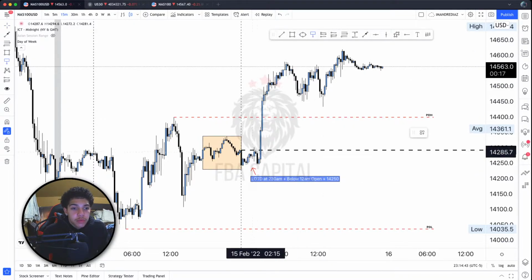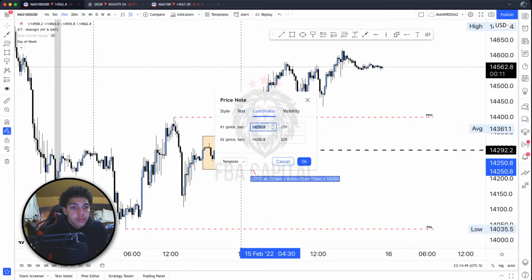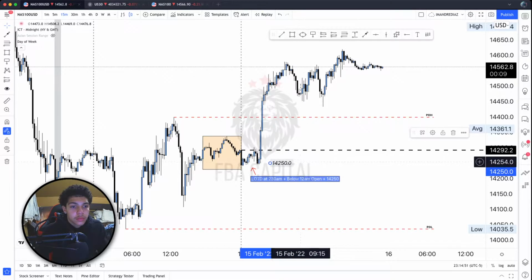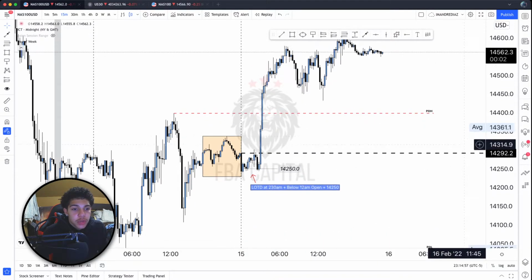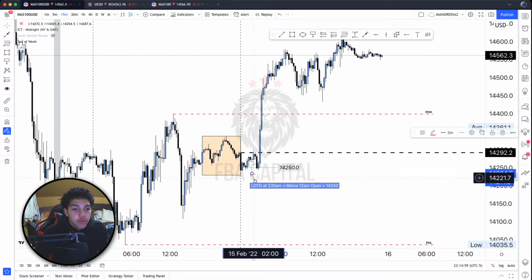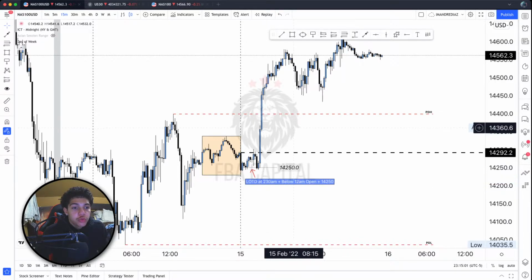Gonna mark this all up. So where is that point at? We got the quarter point right here at 14,250. Let's get that right in here. So right in there we got that 14,250, and as you can see, look at how price respected that area. And then from here, overall price made that run to the top side.